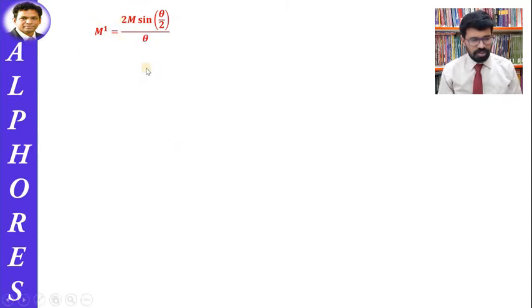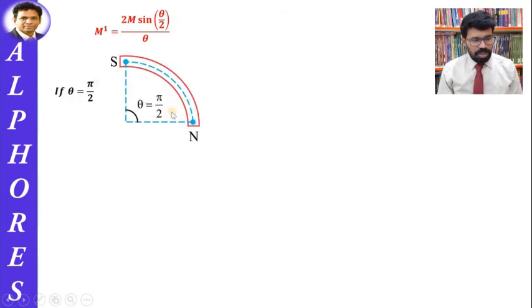So this is what our earlier conclusion was. So M dash is equal to 2M sine theta by 2 by theta. This is what our conclusion was, right? So this is the magnetic dipole moment of the magnet which is bent such that the angle subtended by that bent magnet is theta. So if theta is equal to pi by 2, like this, the magnet is bent such that the angle made by this bent magnet is how much? Pi by 2, 90 degrees. If this is the situation, what will be the resultant magnetic dipole moment? Let us try to find out.